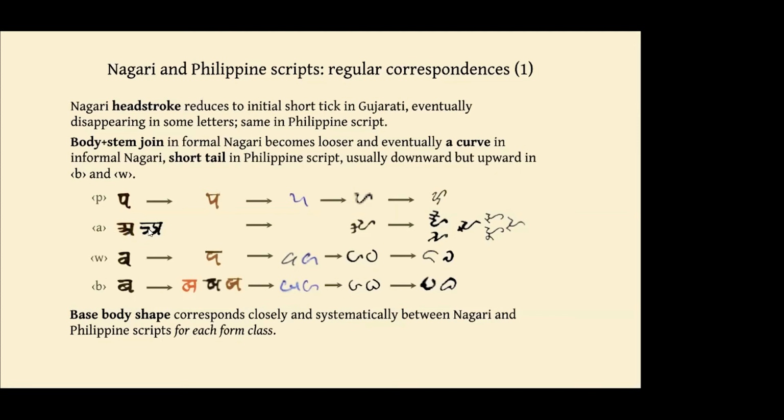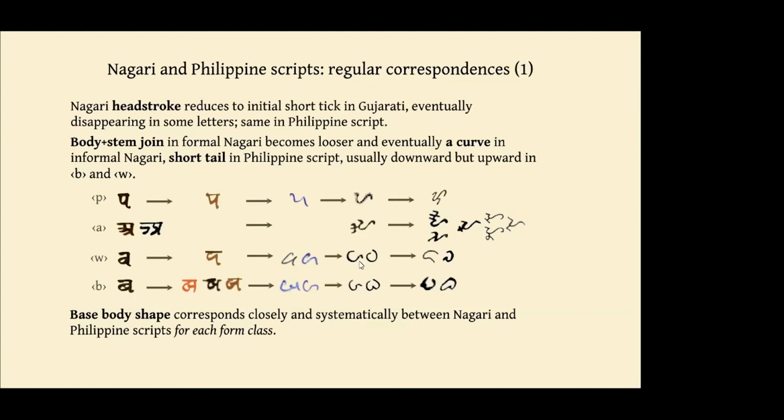And what we find in Gujarati script is that very early, this headstroke reduced to a very short initial tick on the top left side of a letter. And this is shared by the letters in the Philippine script. What distinguishes them especially from the Gujarati script is that the join with the vertical stem is reduced to, in most letters, a short downward curving tail.